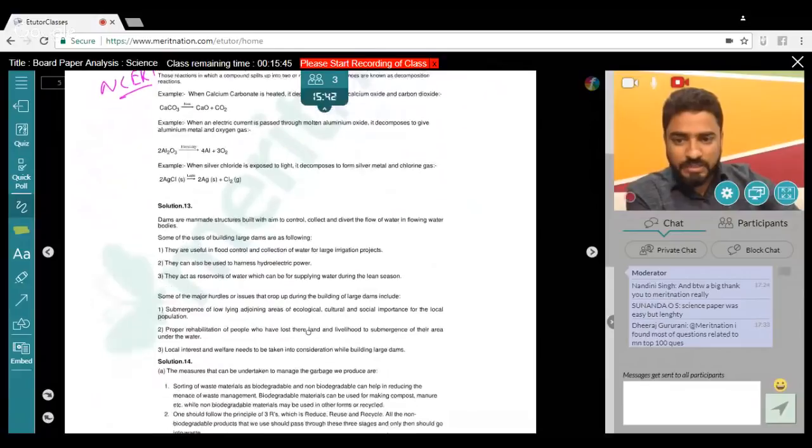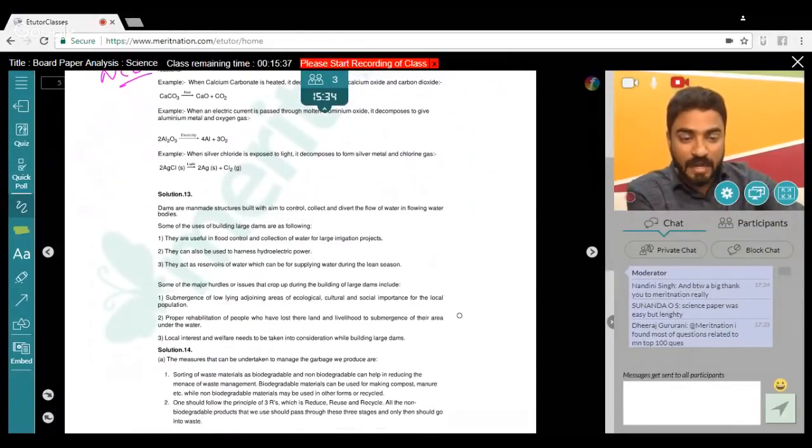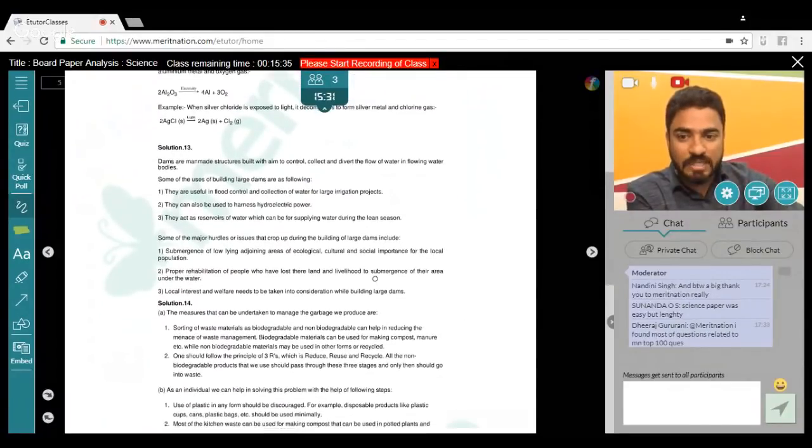Moving on to the 13th question, a theoretical question, a very simple question. You would have definitely got it correct. You just had to ensure that you are mentioning all the answers in points, as you can see over here for the 13th question. It's from your biology, right? A very simple theoretical question.